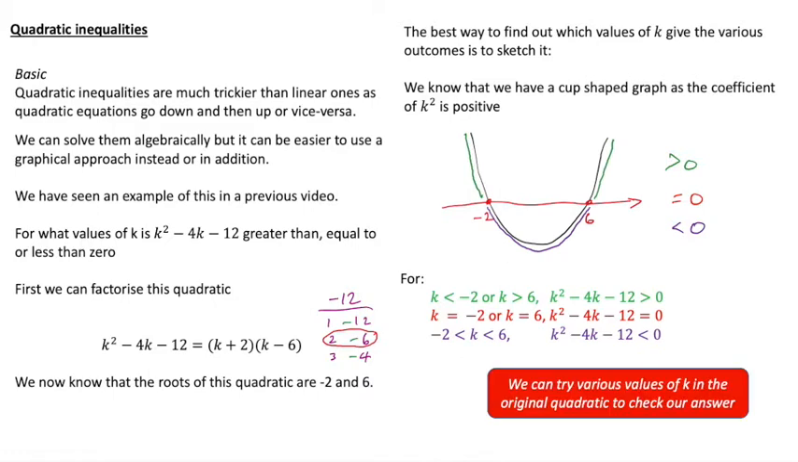If we wanted to check this, we can try various values of k in the original quadratic to make sure. So we might try 0. If we put 0 into k squared minus 4k minus 12, we get minus 12, and according to our purple inequality, 0 is between minus 2 and 6, and therefore it should be less than 0. So that's a bit of confirmation, and we could check one or two other answers if we wished.